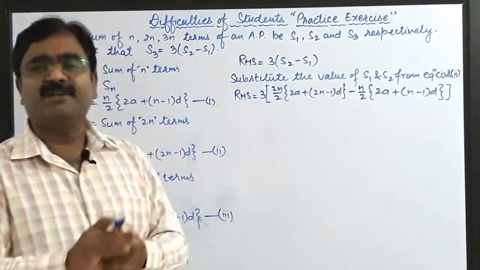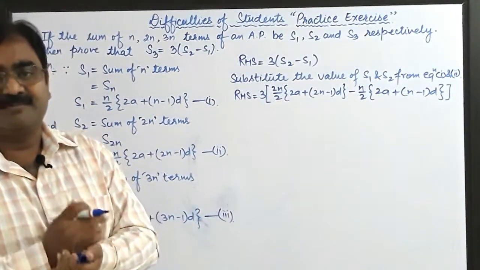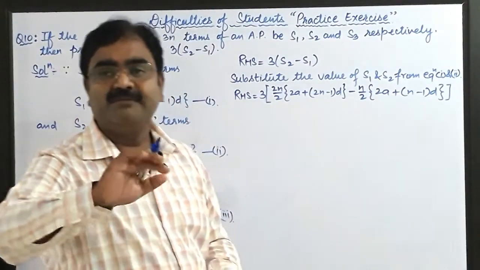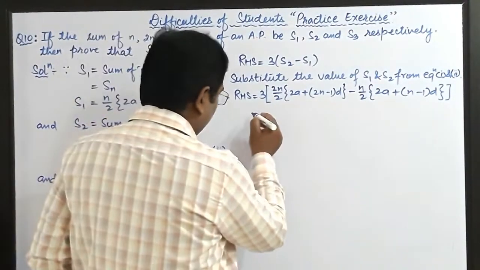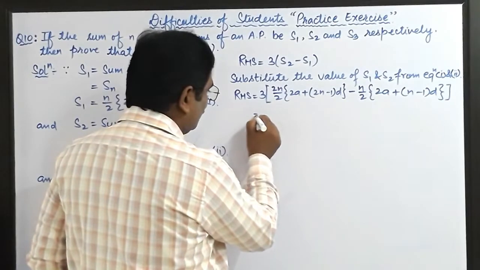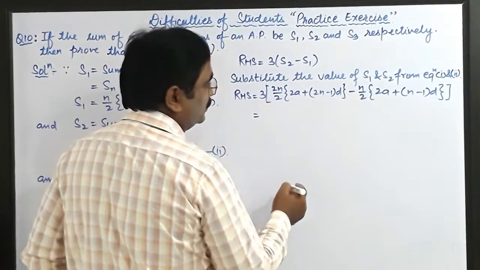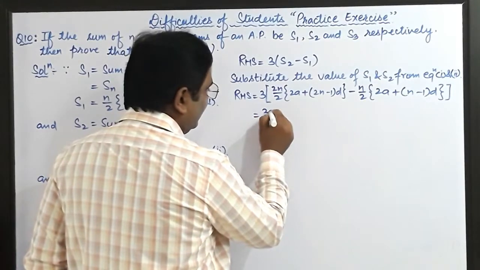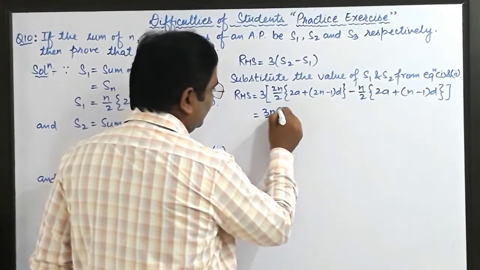Now in this, what is common, that thing we have to take common first of all. In S2 and S1, the thing which is common we have to take. Let us take common; I think n upon 2 is common in both. So we have taken 3 and n upon 2 common.